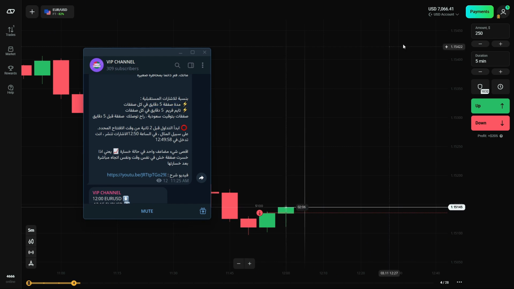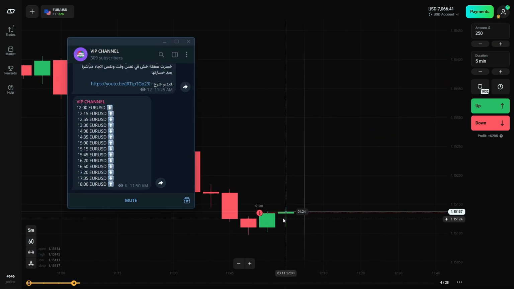Also, as you can see, the trade duration is set directly to 5 minutes. So if we lose, we will enter in the same direction. At 12 o'clock, that means EUR USD is going down. If we lose, then we will enter at 12:05 EUR USD in the same direction. If our initial direction is down, then for sure the second trade will also be in the downward direction.